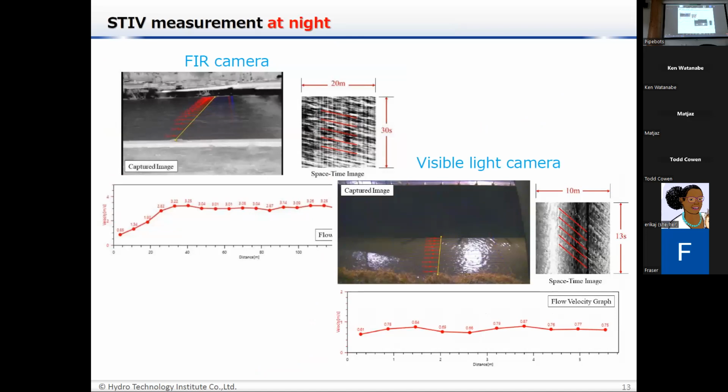Next, this slide shows an example of night observation. The top image shows measuring using a far infrared camera. The river in the right image is an urban river and can be measured by a visible light camera even at night because street lights illuminate the water surface.